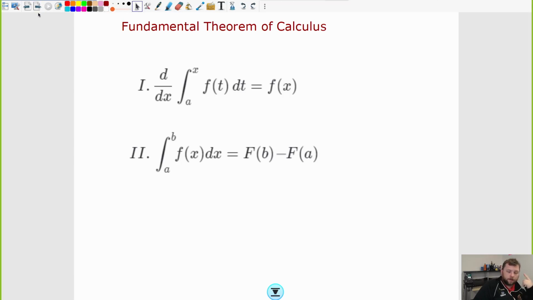So the fundamental theorem of calculus. I'm doing this at a BC pace, so it should be a review. So that's why I don't go over the details.